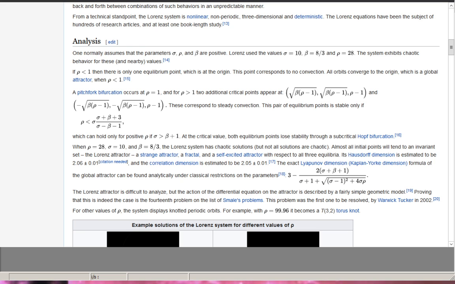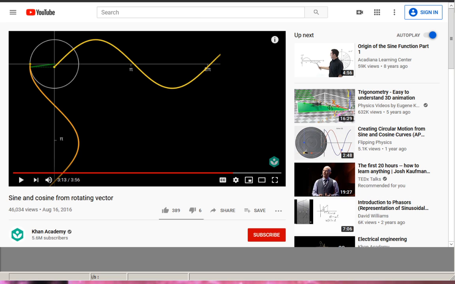So if we've got this Lorentz attractor, let's see if we can find this on YouTube.